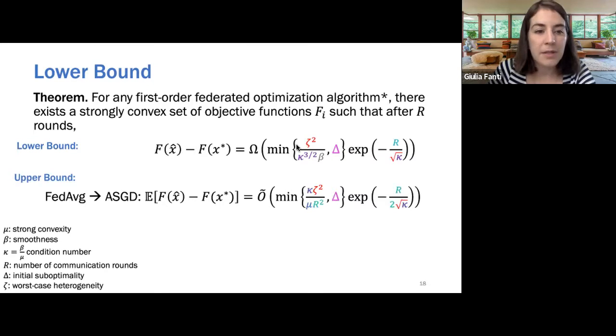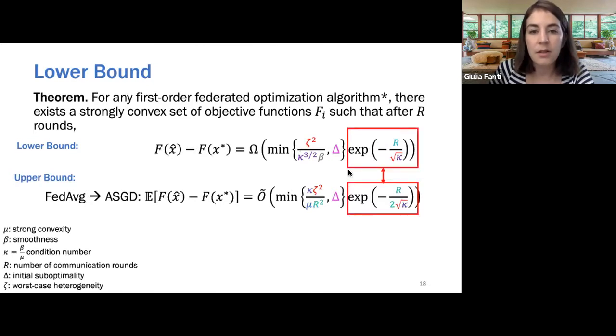And we can compare this to the upper bound that I just showed you. And we see in particular that the dependency on R is scaling exponentially for both the lower bound and the upper bound. But we do have this factor of R/2 in the upper bound. And this leading minimum is coming from taking the better of x1/2 and x0 that I mentioned earlier.